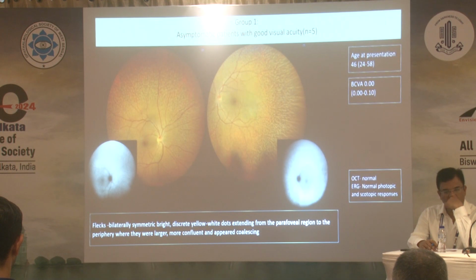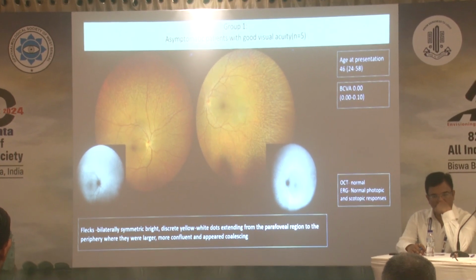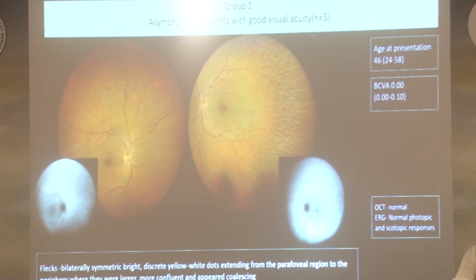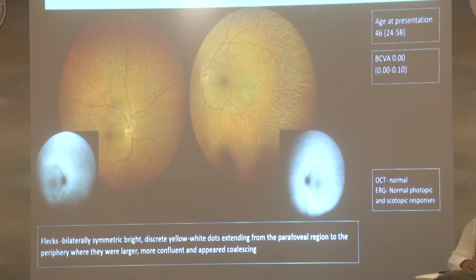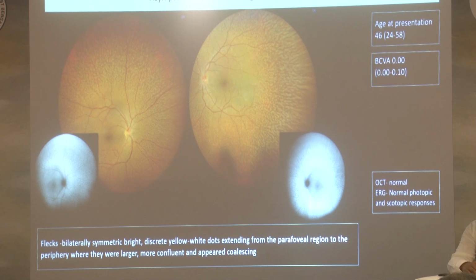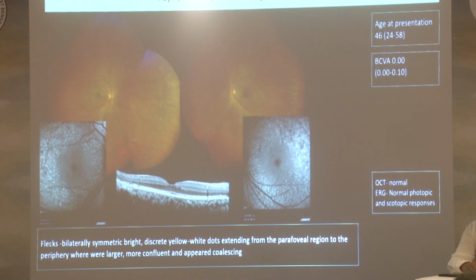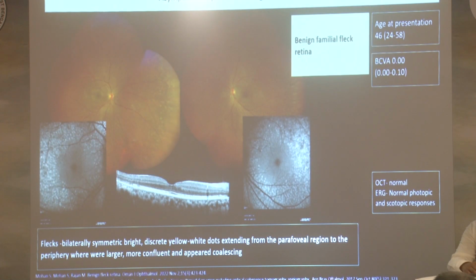So in group 1, the flecks were bilaterally symmetrical, and they were yellow-white lesions extending from the parafoveal region up to the periphery, where they were actually more confluent and appeared to be coalescing. So this was consistent with the diagnosis of benign fleck retinopathy.